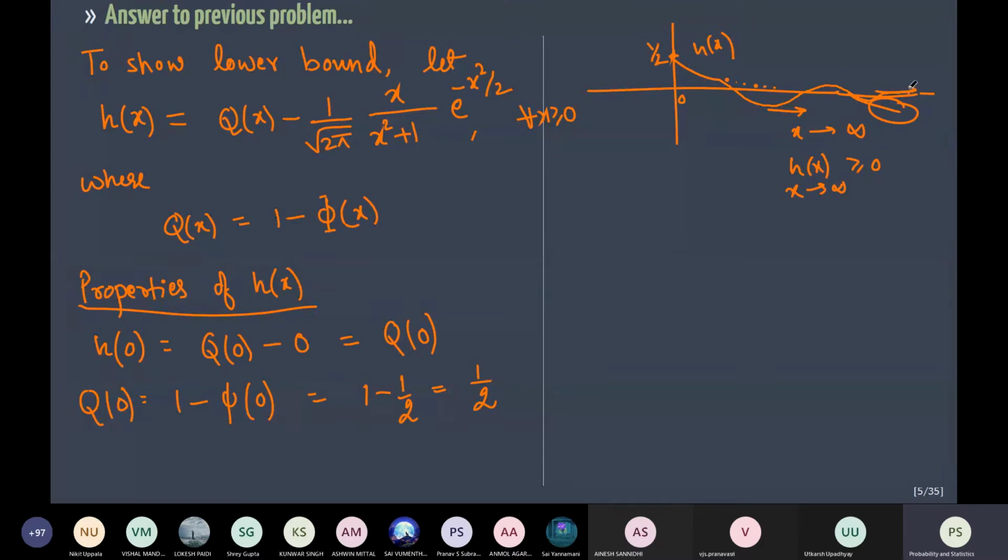Asymptotically, it may remain positive as x tends to infinity, it may remain above. But then these are the cases where again our lower bound will be violated. So these are the possible scenarios we have, right?